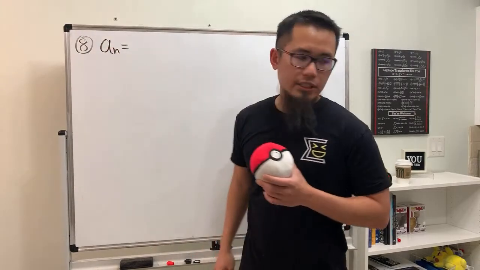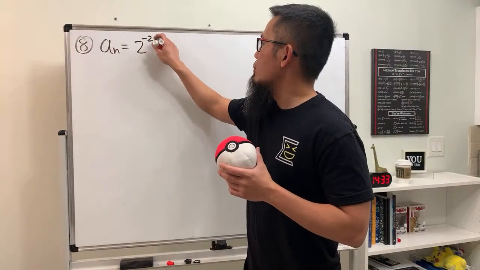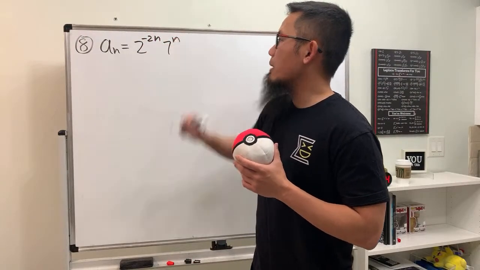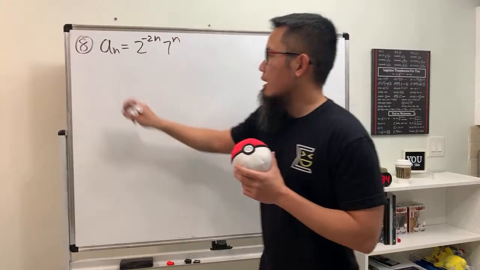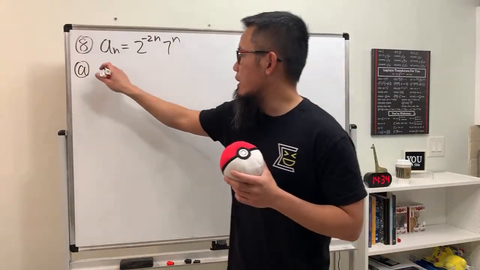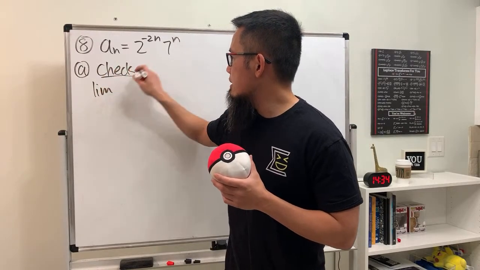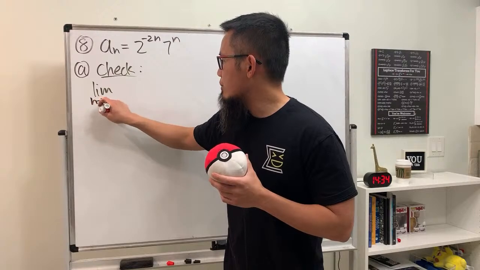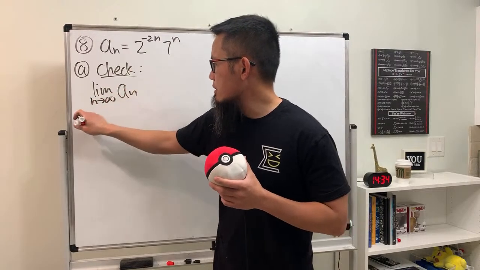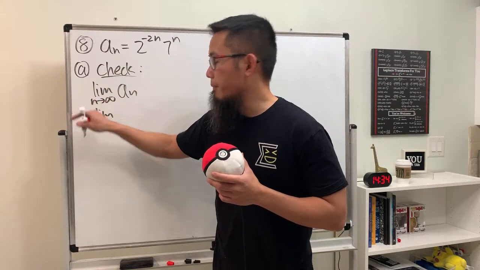an equals 2 to the negative 2n, 7 to the nth power, right? Part A, does an converge? Again, that means we are just going to check the limit as n goes to infinity of an. So this means the limit as n goes to infinity.